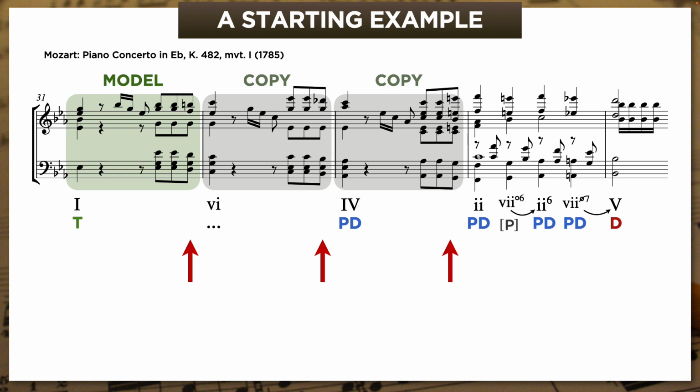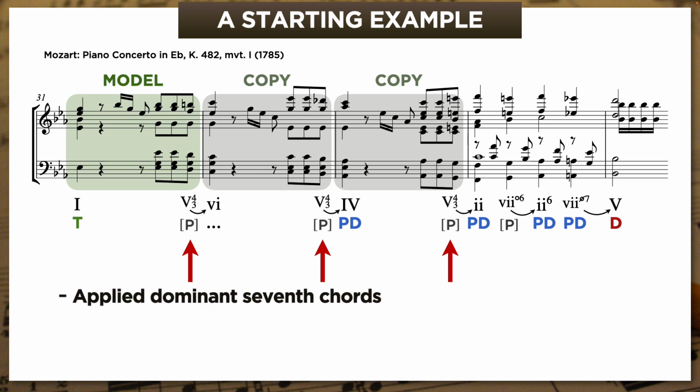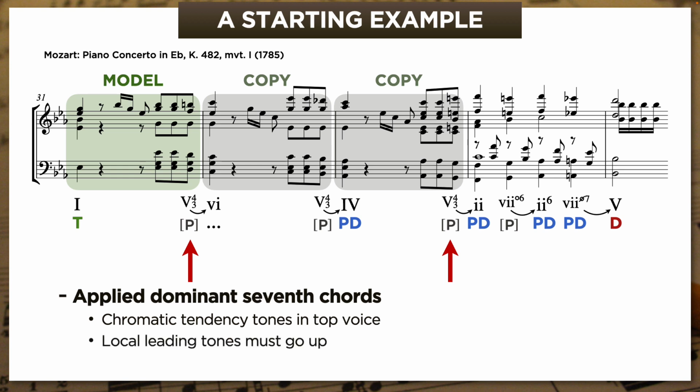First, the last chord in each bar is the applied dominant 7th of the chord that comes next. More specifically, each is an applied 5-4-3, whose bass connects the roots of the surrounding chords by step. Second, Mozart voices each of these chords so that a chromatic tendency tone is in the top voice. In these 2 cases, he has the chordal third, also called the local leading tone, in the top voice, and they need to resolve up by step.